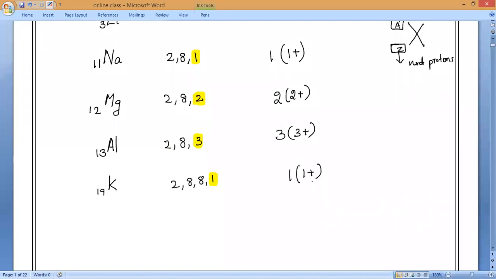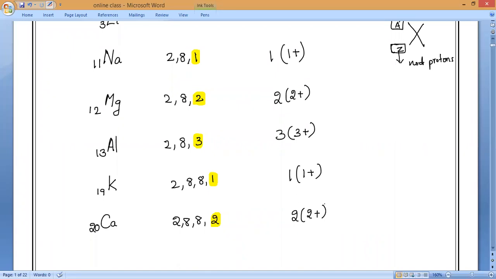Now we all know calcium. I taught you. Calcium, what is the atomic number? 20. So now, what is the electronic configuration? 2, 8, 8, 2. So what is the valency? 2, or we can say 2 plus. So that is what you have to remember about the metals.